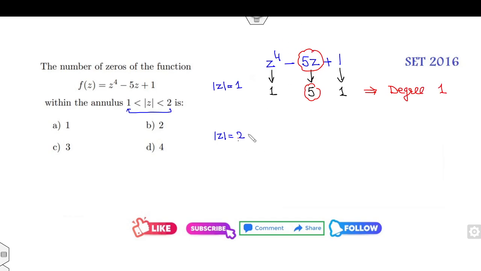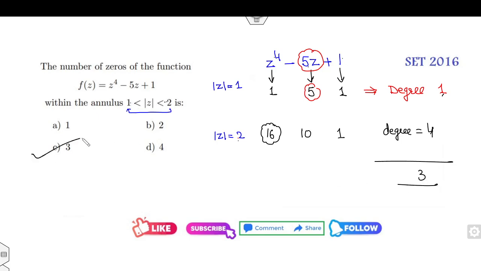On the circle z equal to 2, this answer is 16, this answer is 10, this answer is 1. So the maximum value is 16, corresponding to the degree 4. So can you find the answer? Upper minus lower. Upper is 4, 4 minus 1, that is degree 3, the right answer of the problem.